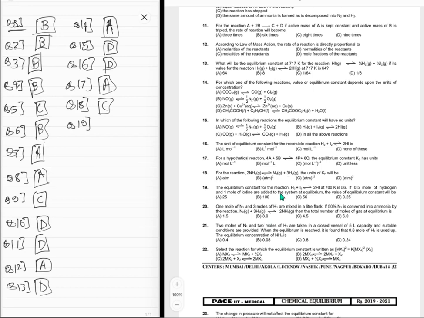The equilibrium constant for this reaction, H2 plus I2 gives 2HI at 700 Kelvin is 56. If 0.5 mole of hydrogen and iodine are added to the system at equilibrium, the value of equilibrium constant will be. It's the same, man. Equilibrium constant doesn't depend on concentration, it just depends on the temperature, right? So it's still 56. C. Question number 20.